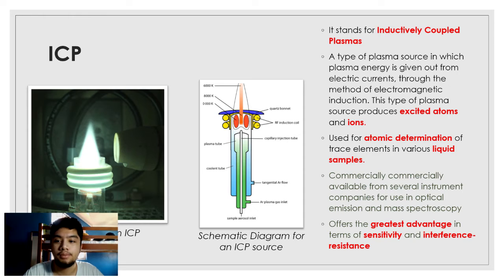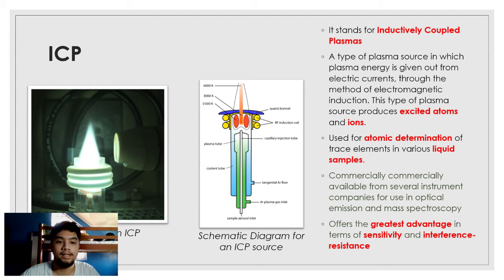ICP is a type of plasma source in which plasma energy is given out from electric currents through the method of electromagnetic induction. This type of plasma source produces excited ions and atoms. ICP is used for atomic determination of trace elements in various liquid samples. ICP is commercially available from several instrument companies for use in optical emission and mass spectroscopy.